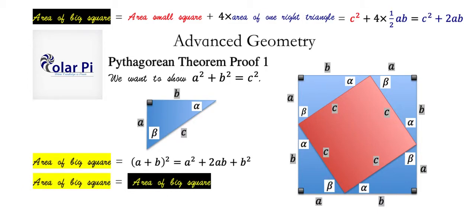The one way we found the area of the big blue square has to be the same as the other way that we found the area, and therefore this equation has to hold true. And of course, upon cancellation of the 2ab quantity from both sides, that is, subtracting 2ab from both sides of this very last equation I displayed, we get the Pythagorean Theorem.